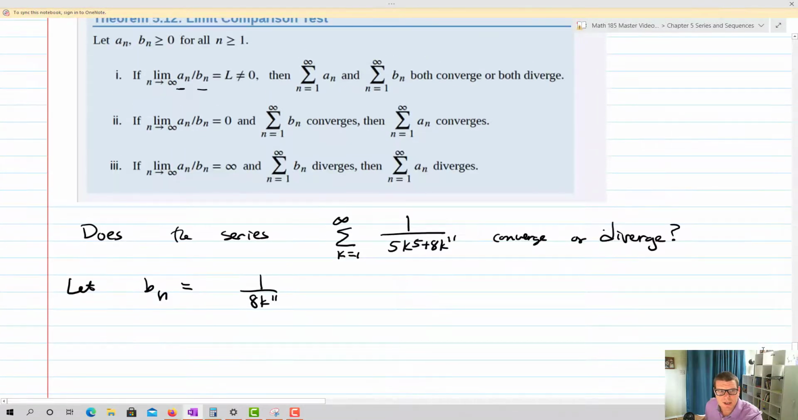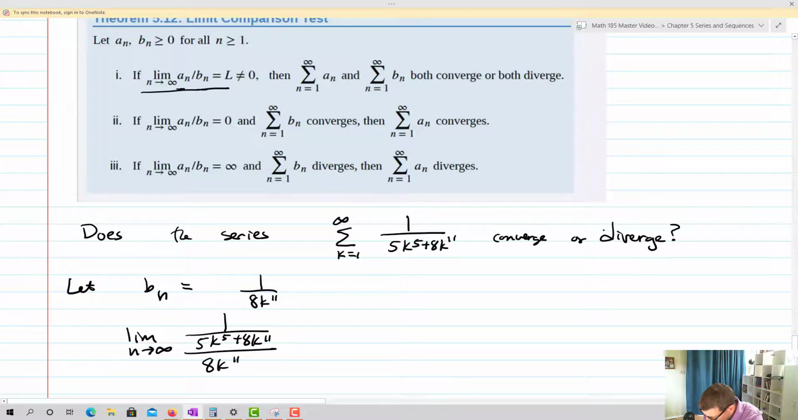Now what I'm going to do is exactly this. I'm going to take the limit as n goes to infinity. So the limit as n goes to infinity of, in this case, 1 over 5k to the 5th plus 8k to the 11th divided by 1 over 8k to the 11th.